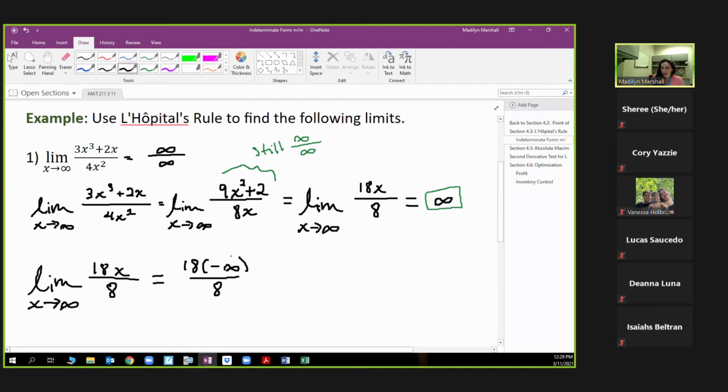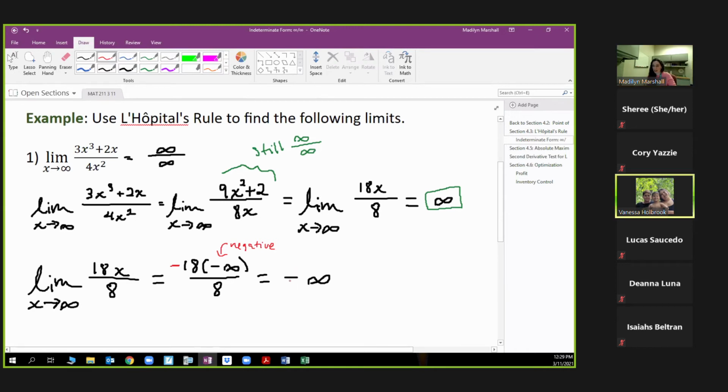Now all of these x values that are getting smaller and smaller are going towards the negative infinity side. And so it's still 18 times that negative infinity, or times whatever really small numbers are going down, over 8. So this would end up being negative infinity, because we know that these values are all going to be negative. If this happened to be a negative 18 there, those two would cancel each other out and it would end up being a positive infinity.